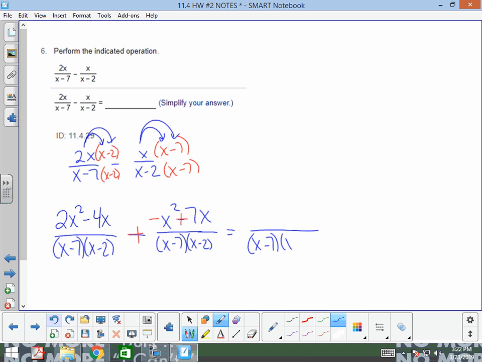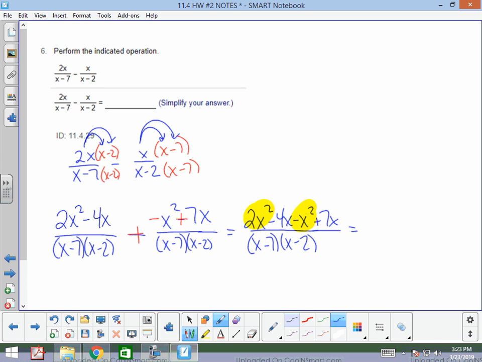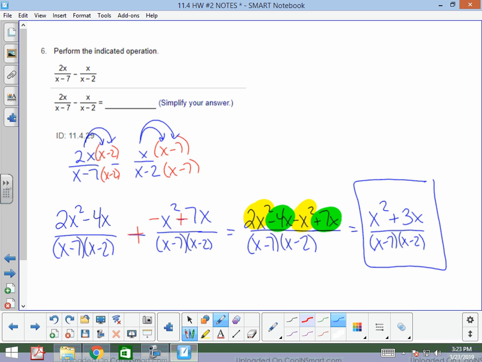Do not do FOIL on that denominator. We're going to combine like terms in the numerator. So we're adding 2x squared and negative x squared. That's 1x squared. Then we're adding negative 4x and positive 7x. That is positive 3x. And we have in the denominator x minus 7 times x minus 2. Now that will factor, but nothing will cancel, so you don't have to worry about factoring that one. All right, so far so good, I hope.